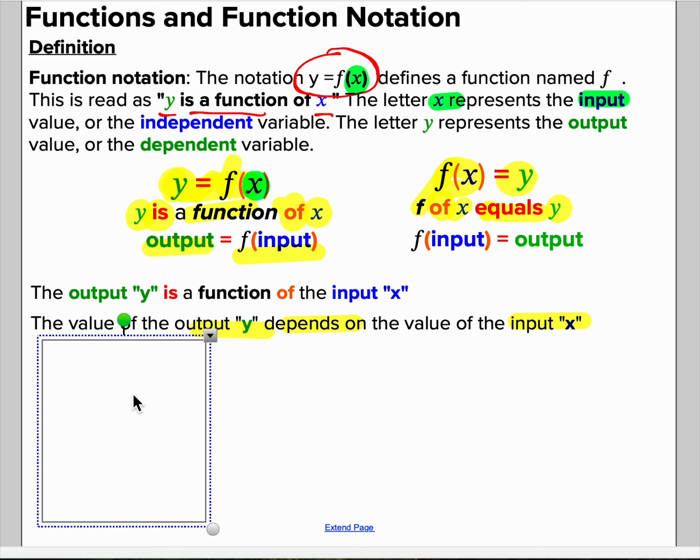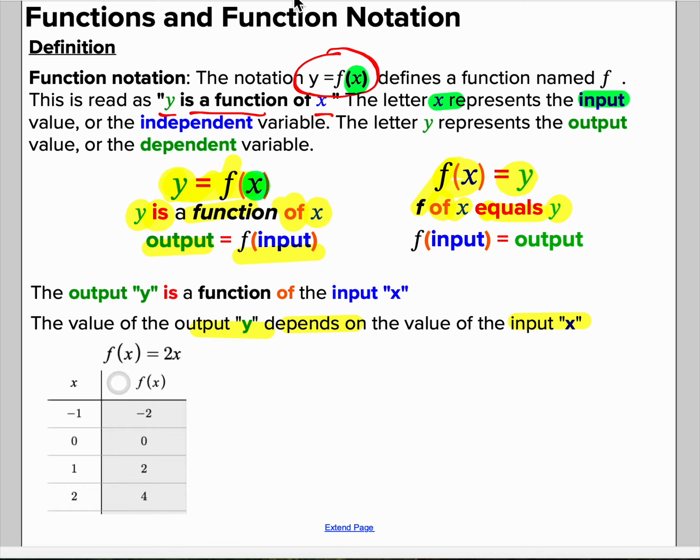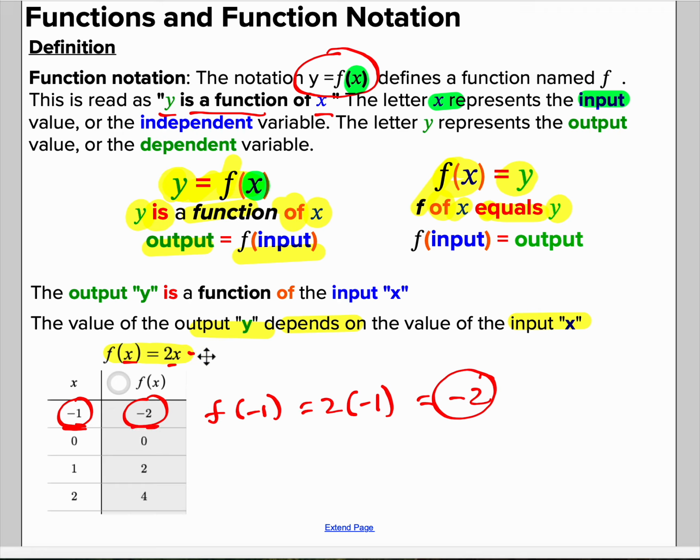And if we go back to our example from before, if I say f of x equals 2x, this just means that if I input -1, f of -1, everywhere there's an x, I'm going to put a -1. f of -1 is equal to -2, which is my y value. So when I input -1 for x, I get an output, or a y value, of -2.